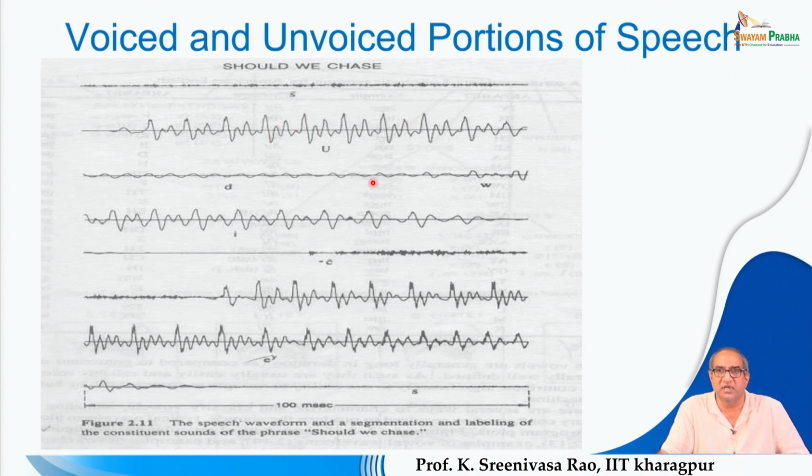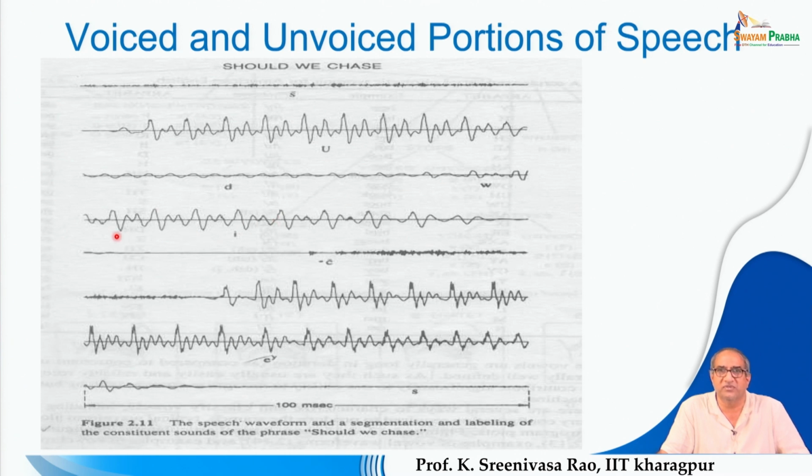So this corresponds to the da, and again V is a diphthong as I mentioned. So you can see that for the V, as I mentioned, it is a combination of U and E. For both of them are vowels.